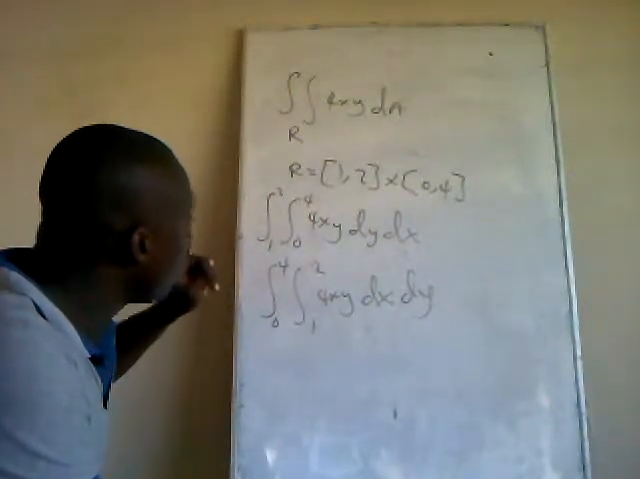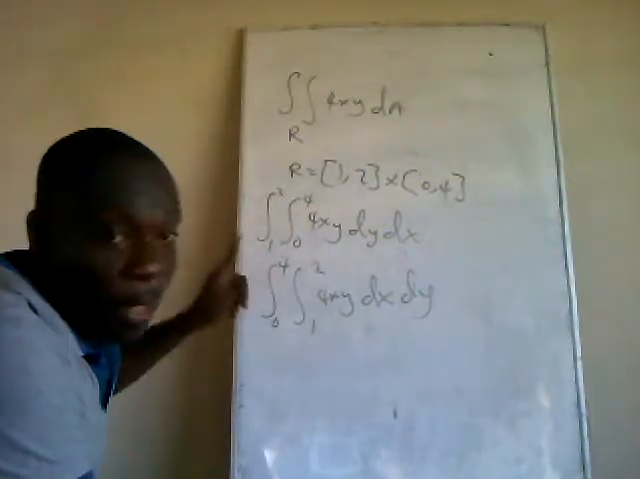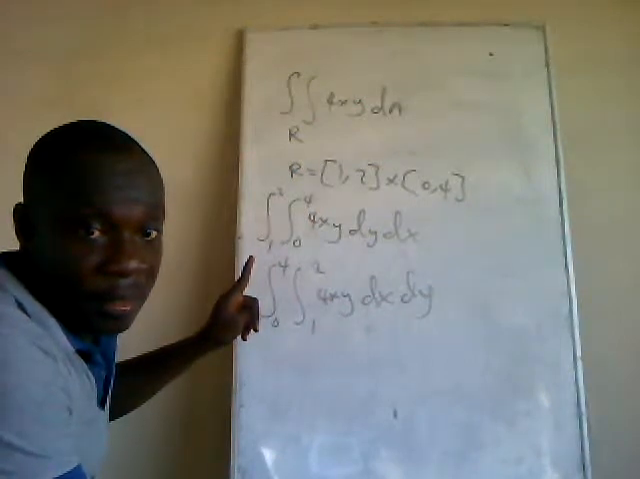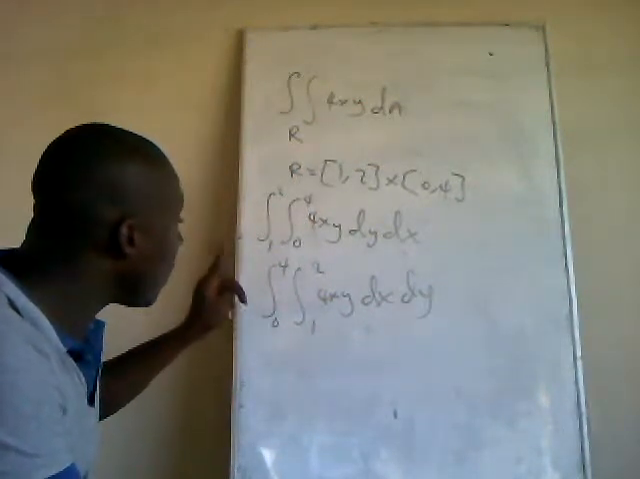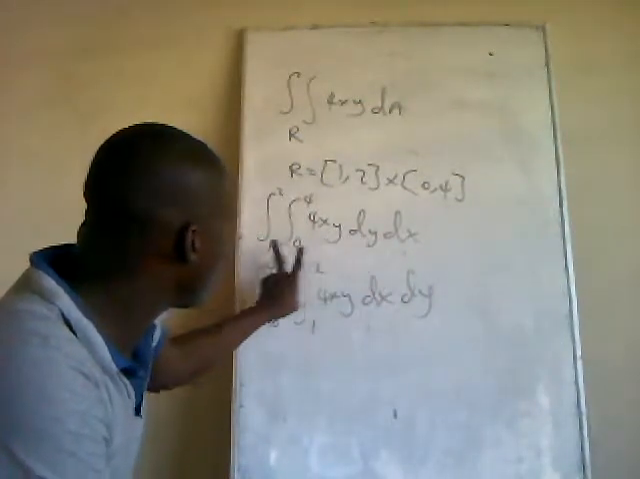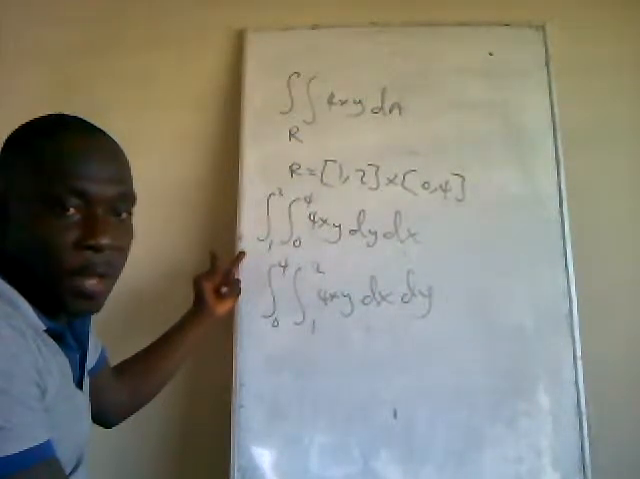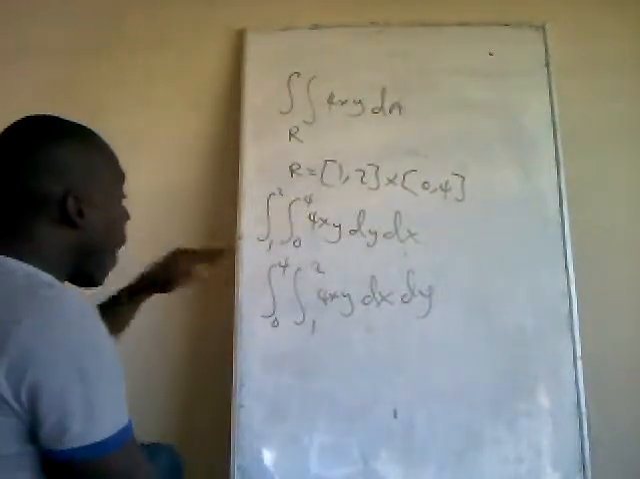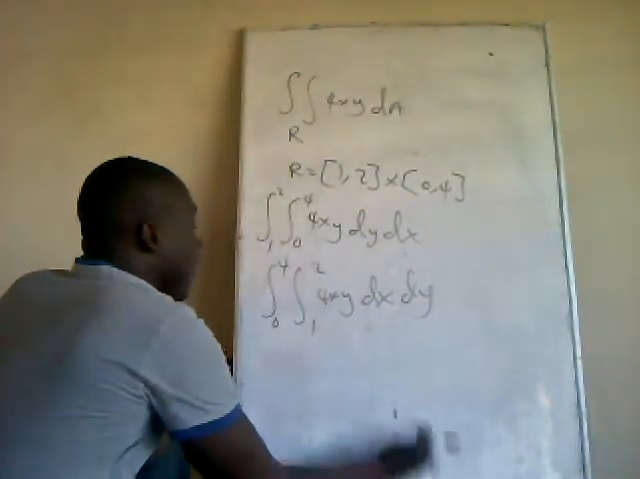Now, it is only true for rectangular regions. In other words, once we can write it like this, then once we swap this, we also swap that, and we are fine. Okay, quickly, I will just solve this one for you to see how it's done.